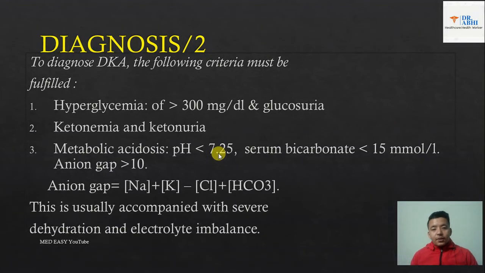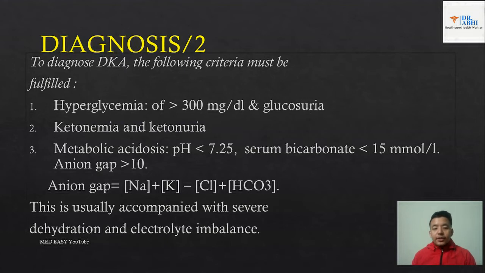For the diagnosis of diabetic ketoacidosis, the following criteria must be fulfilled: hyperglycemia of more than 300 mg per dl and glycosuria, ketonemia and ketonuria, metabolic acidosis of pH less than 7.25, sodium bicarbonate less than 15 mmol per liter, and anion gap of more than 10.